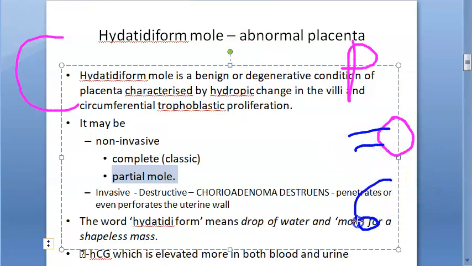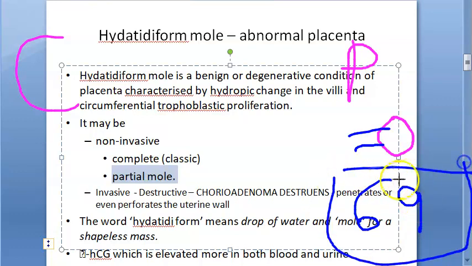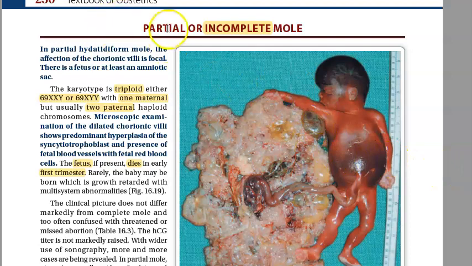Okay, so now what will happen? There will be triploidy. So there will be 69 chromosomes. So this one will not survive, obviously. Initially there may be a heartbeat or something, and finally the fetus will die. So here they are showing you this is called as a partial or an incomplete mole. Triploid, there is 69 XXY or 69 XYY.